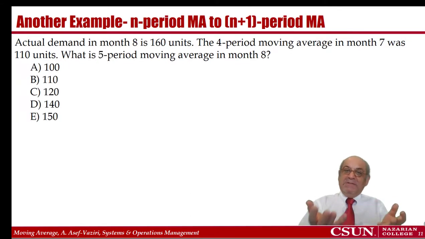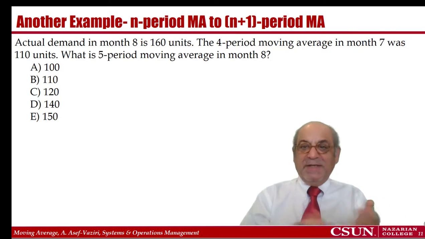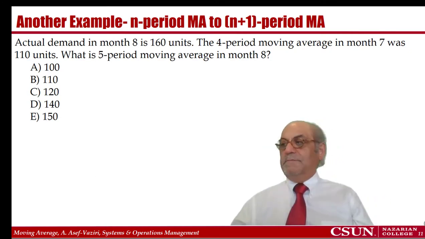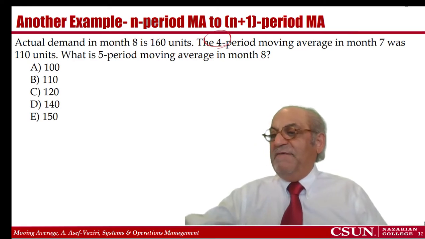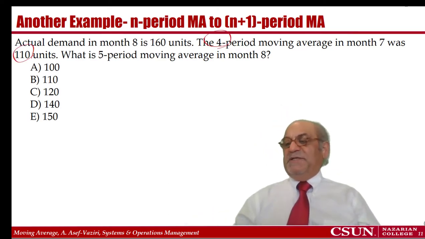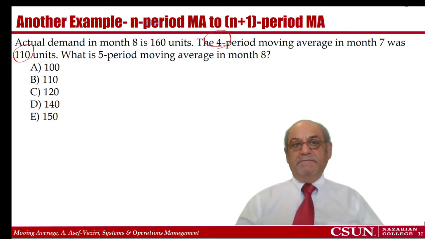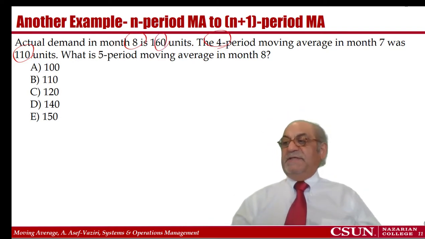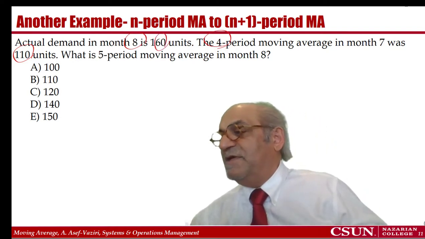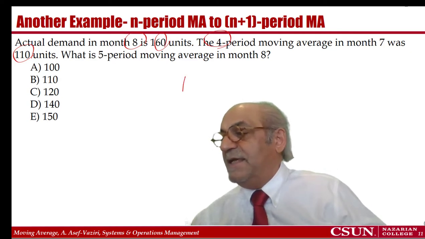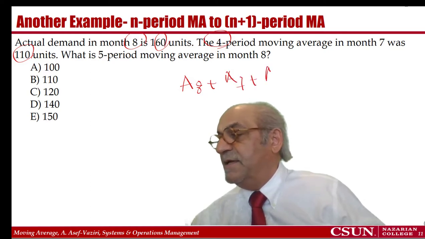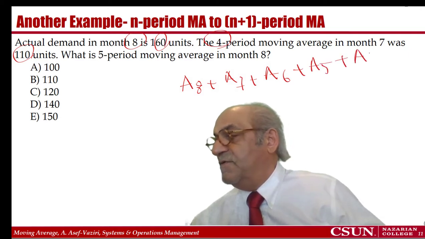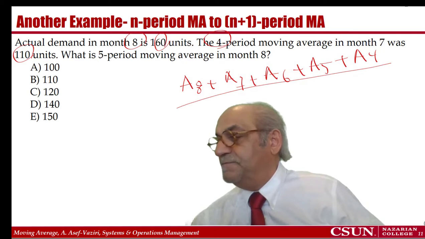This is another example. You may put me on pause and solve it quickly. The 4-period moving average in month 7 was 110. I assume all of them are 110. Demand in month 8 is 160. What is the 5-period moving average in month 8? That is A8 plus A7 plus A6 plus A5 plus A4, averaged, divided by 5.